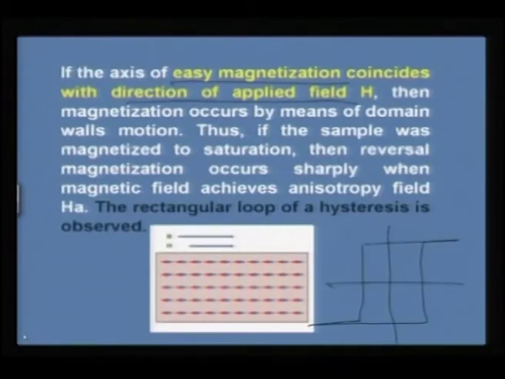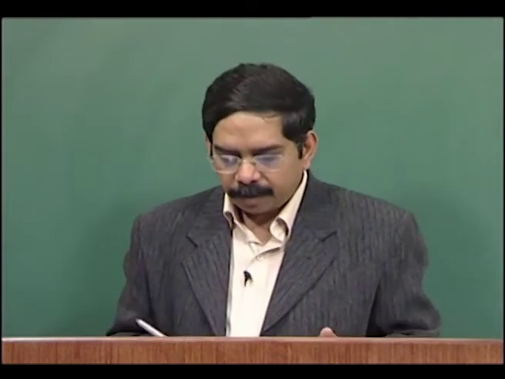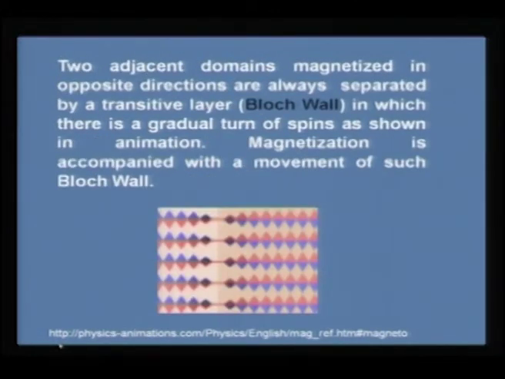Then from a hard axis you can immediately see such a rectangular loop for a magnetic material. Therefore, the easy axis of magnetization, which is intrinsic to your crystal lattice, or the way the moments are arranged in your crystallographic plane, will determine whether you will get a rectangular loop or a linear loop. So, this is one way that the ferromagnetic compounds evolve.